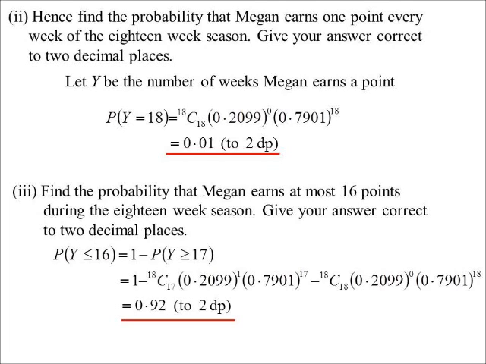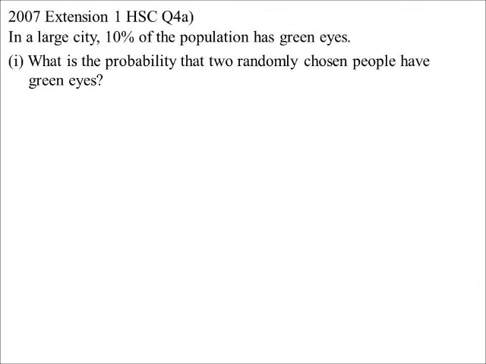Let's try another one. We've got a large city. 10% of the population has green eyes. Probability 2 randomly chosen people have green eyes. Okay, first part of the question is not binomial probability. It's simply saying what's the probability that 2 people have green eyes. So each has a 10% chance, 0.1 times 0.1, so there's a 0.01 chance that 2 randomly chosen people have green eyes.